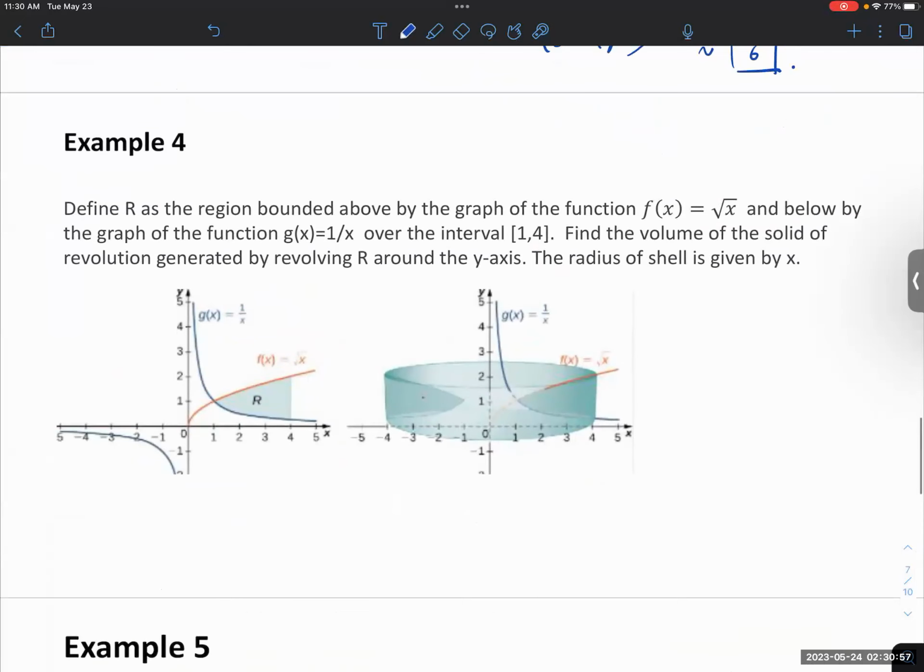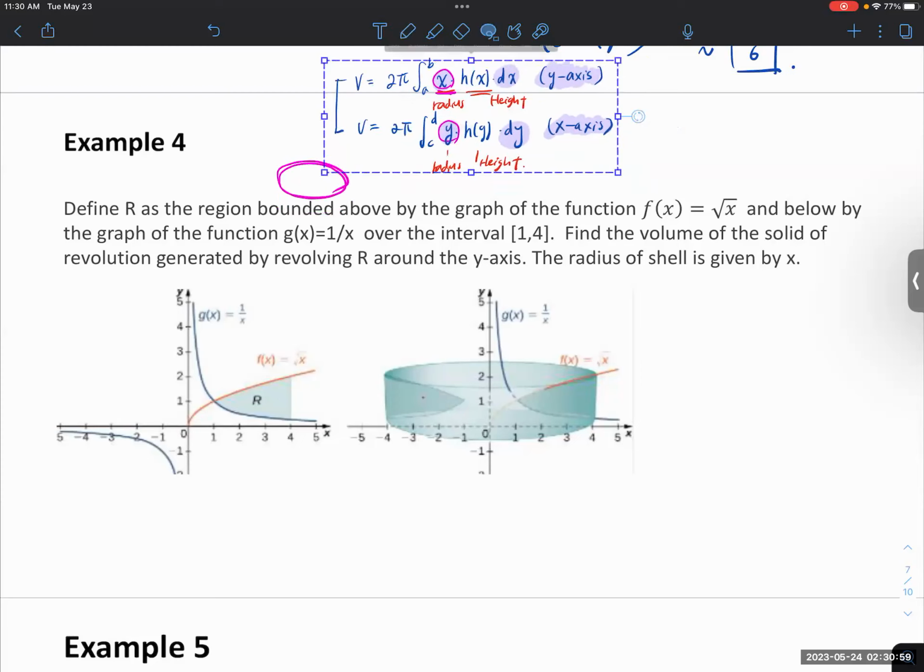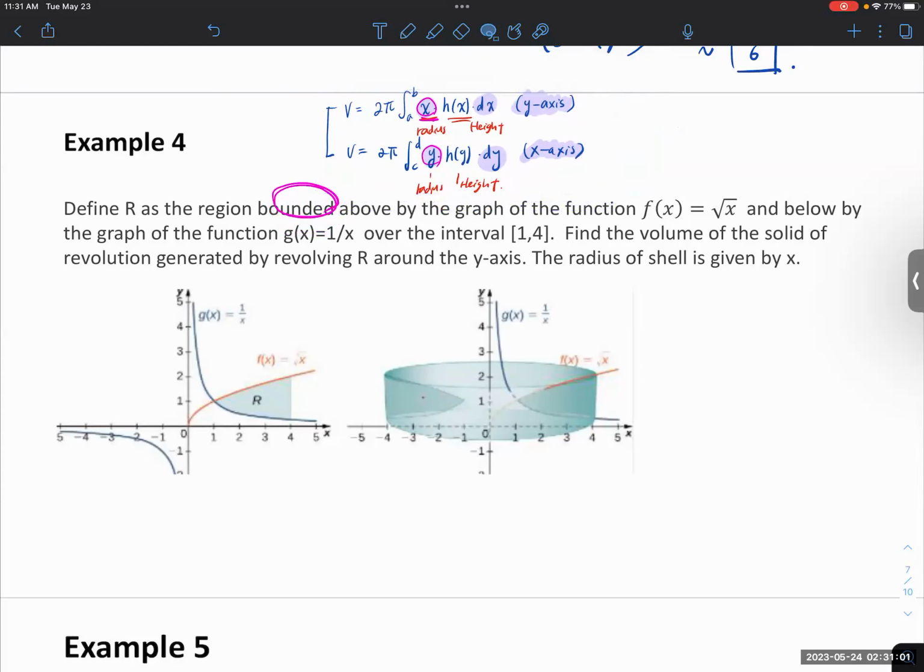Example 4, I'm gonna copy this. Always keep in mind what you have. All right, so in this question, we have a region right there. This is between the function f of x equal to radical x and g of x equal to 1 over x from 1 to 4. And they're going to rotate it. They want to find out the volume of the cylindrical shape. So this is the 3-dimensional image you can imagine.